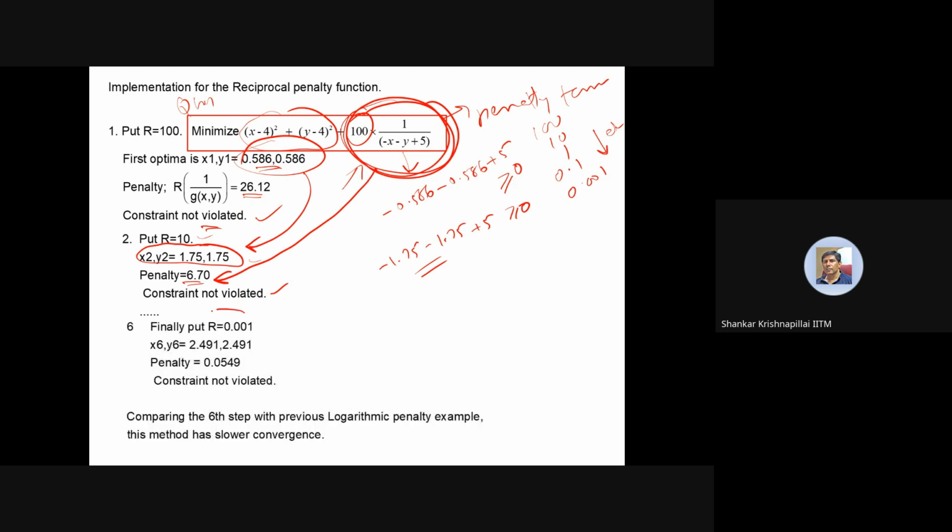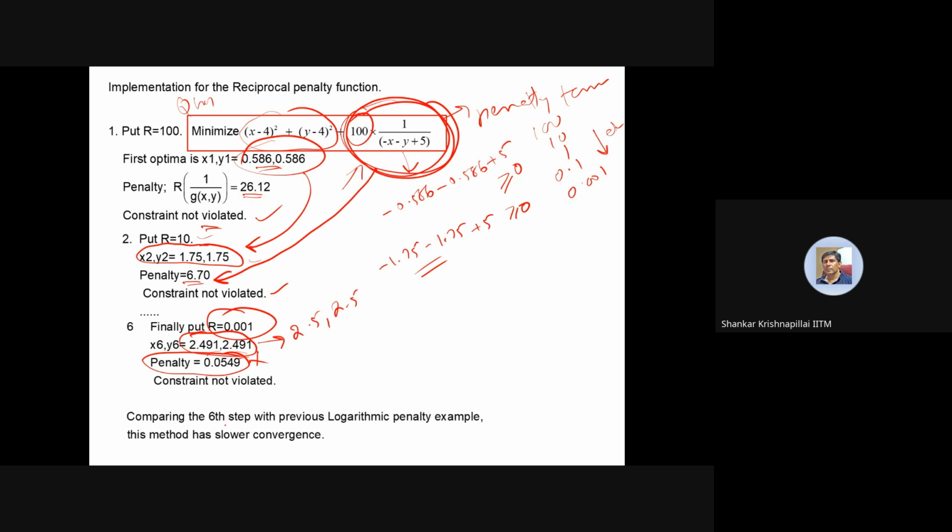Okay, so finally you can put R equal to 0.001. So you get x6, y6 is 2.491, 2.491, and penalty violation is very less. Okay, so constraint is not violated. Okay, so you can see that this is approaching 2.5, 2.5, which is the correct answer.